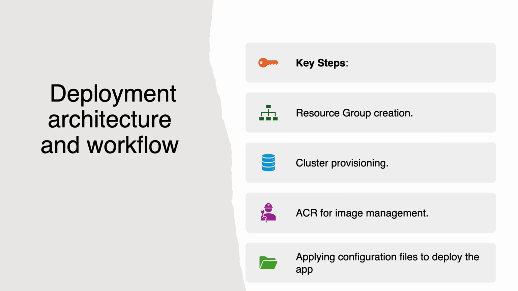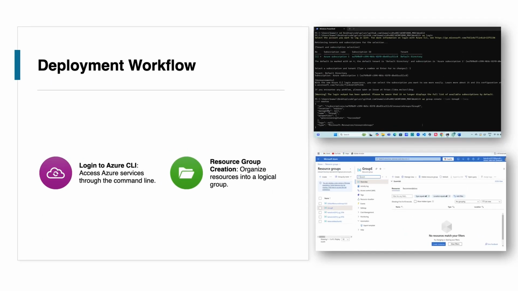Then, Kubernetes configuration files were applied to deploy the application on the AKS cluster. Finally, the application was exposed to the internet and we accessed it through an external IP address. This architecture ensures high availability, scalability, and secure management of our app. Now let's talk about the deployment workflow. Here is a step-by-step breakdown of our deployment process.